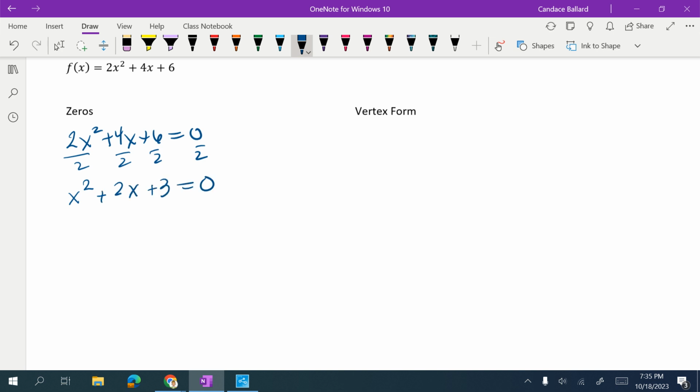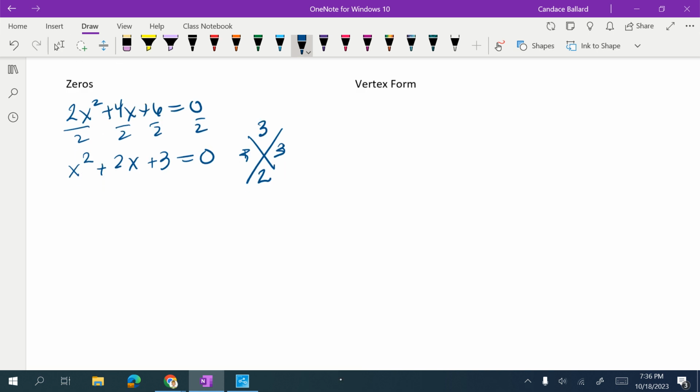I'm going to see if I can factor that. So I'm looking for two numbers that multiply to 3 and add to 2. My only choice is 3 and 1, and that's not going to add to 2 because I can't make either one of them negative. So factoring doesn't work. So I'm going to try the quadratic formula. So x equals, now I can either use my original or I can use my new one. I'm going to choose to use this one, but it really doesn't matter.